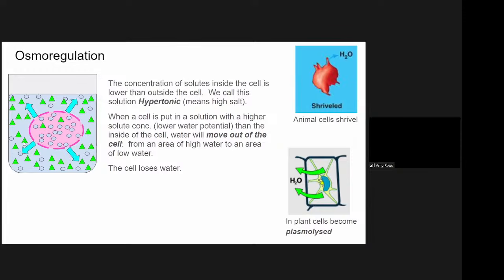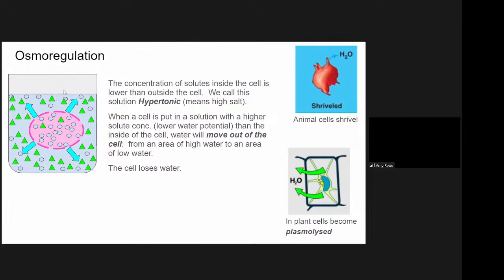So if we put our cell in a hypertonic solution, the solution itself has a lower water potential. What this means is our water molecules inside of our cell are going to diffuse through the membrane, through those protein pores, from an area of high water potential inside the cell to an area of lower water potential outside the cell. So they're going to go and try and spread out until they equalize the water concentration. What this means for our cell is that water is going to move out of the cell from an area of high water concentration to an area of low water concentration. The cell loses water and becomes dehydrated.